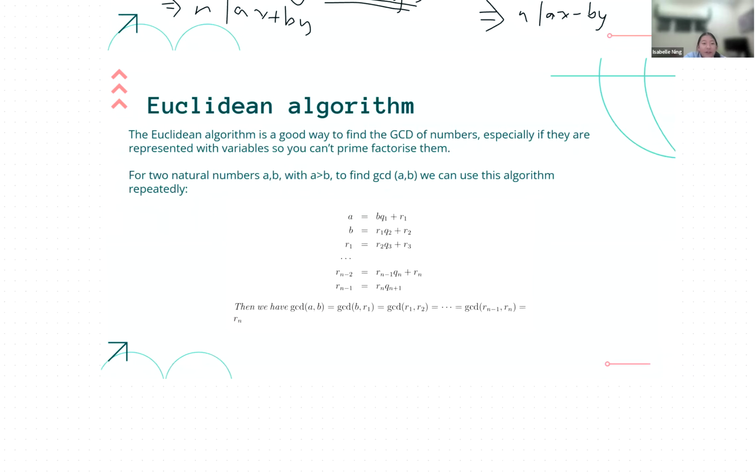Okay, for example, if we're asked to find the greatest common divisor of 60 and 24.